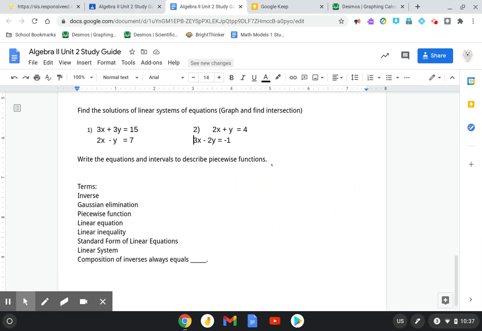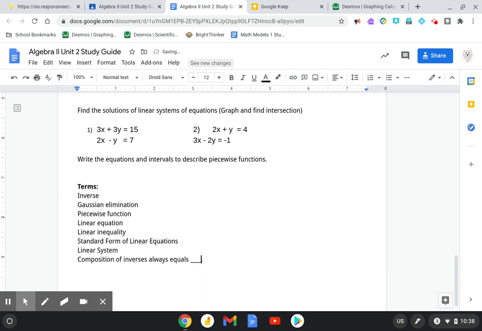So that's pretty much it. I did have this one line here, write the equations in intervals to describe piecewise functions. I will put an image to remind you of what that looks like on the answers here, but I'm not going to go over that right now. There's one of those. I think you'll remember what it looks like when you see the example on the study guide answers. And then lastly, you need to know the terms listed down here at the bottom. You need to know inverse, Gaussian elimination, piecewise function, linear equation, linear inequality, standard form, linear system, composition of inverses always equals, I'll tell you the answer right there, they always equal x.